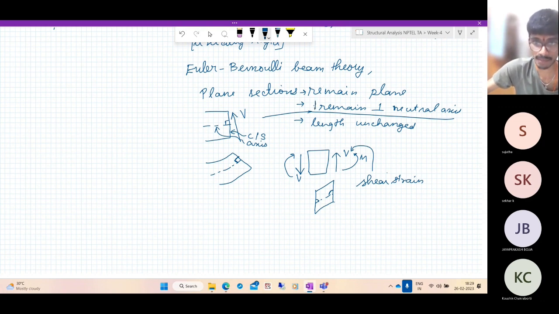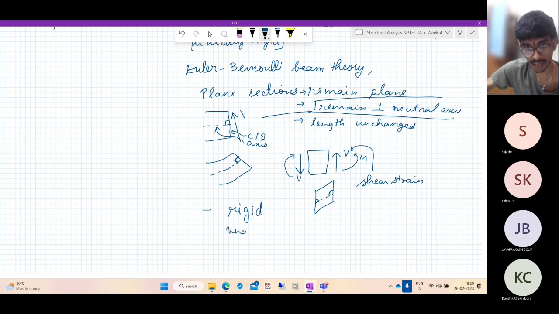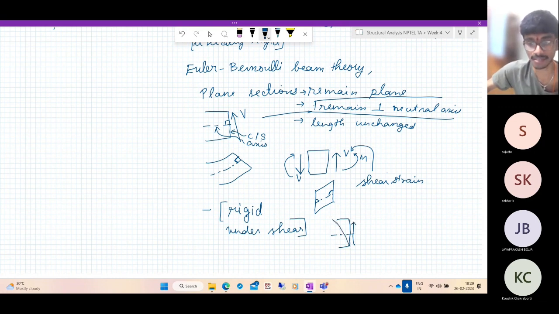That will do some internal work. But what is the assumption? If they remain perpendicular, although there is a shear force, it does not deform under shear. So it is rigid under shear as well. This is subtle. It doesn't mean the entire beam is rigid. It means that a cross section of the beam remains perpendicular to the neutral axis. So the work done by the shear force in distorting the beam is 0. So V does not do any work.